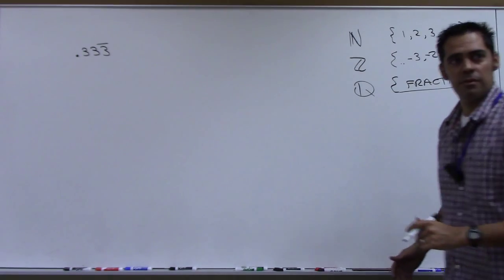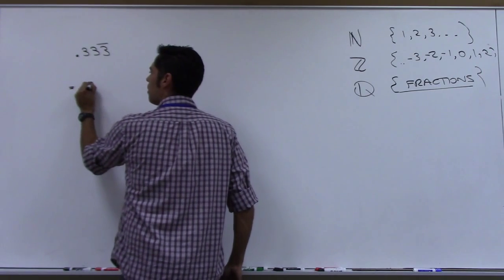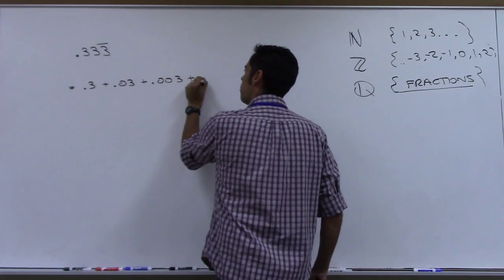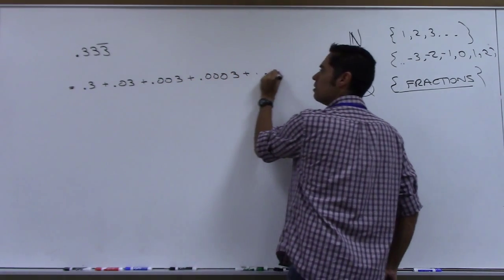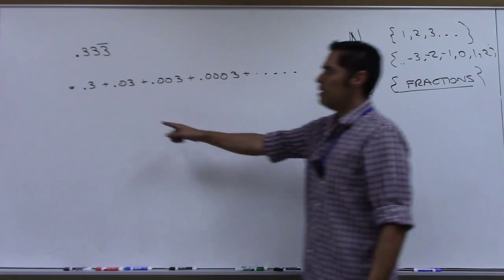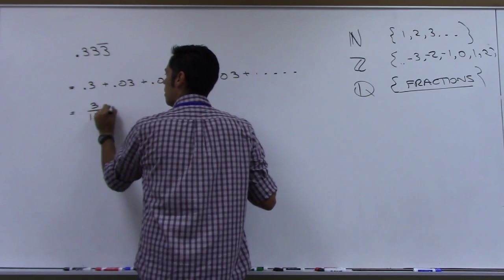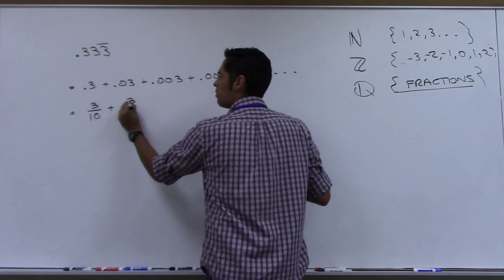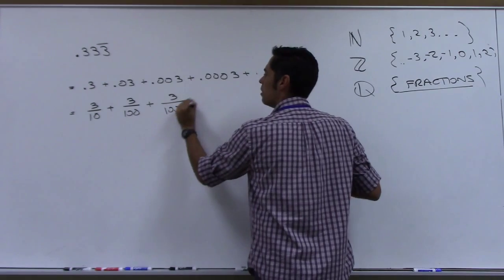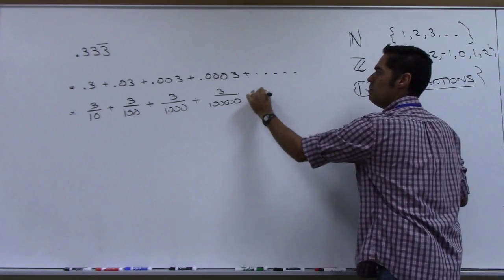You ready? Here it comes. 0.3 plus 0.03 plus 0.003 plus 0.0003. Do you agree with this? That's what that is? What's 0.3 written as a fraction? 3/10. What's 0.03? 3/100. What's 0.003? 3/1000. 3/10,000. Yes? Continue.